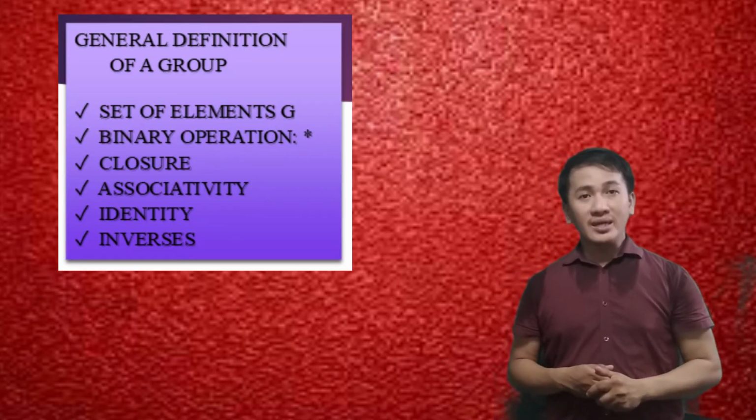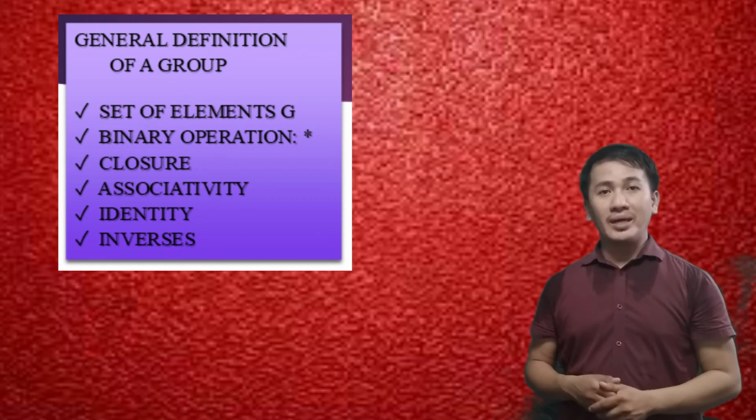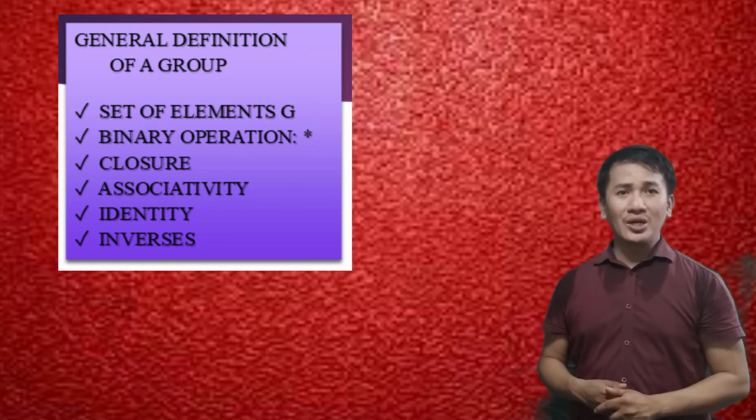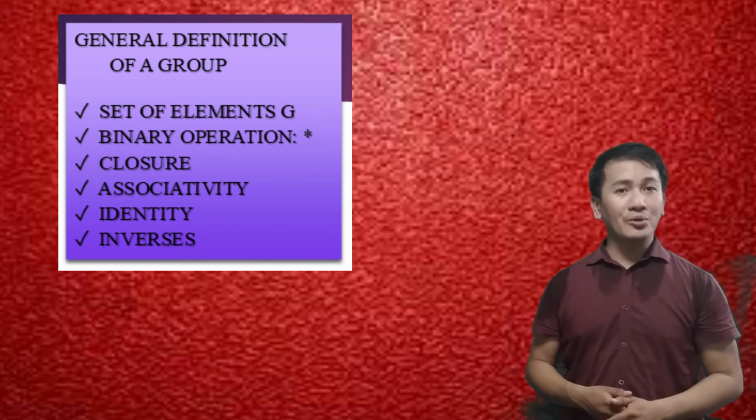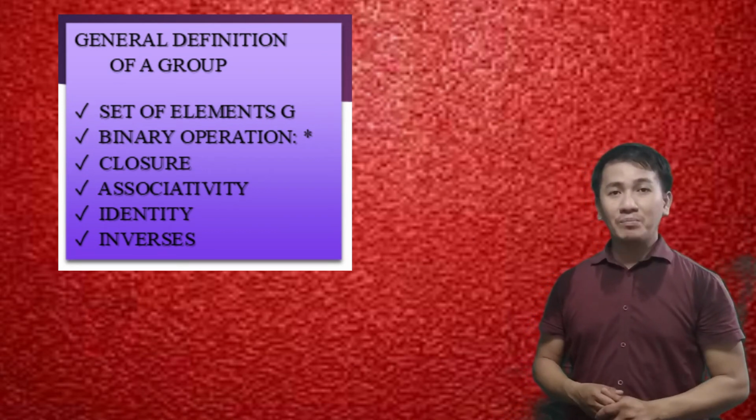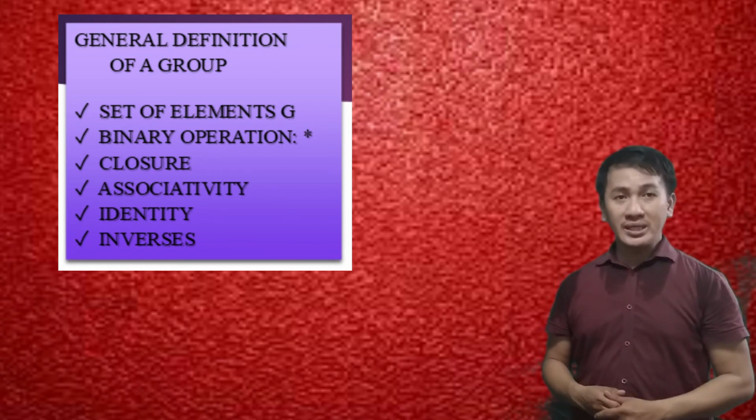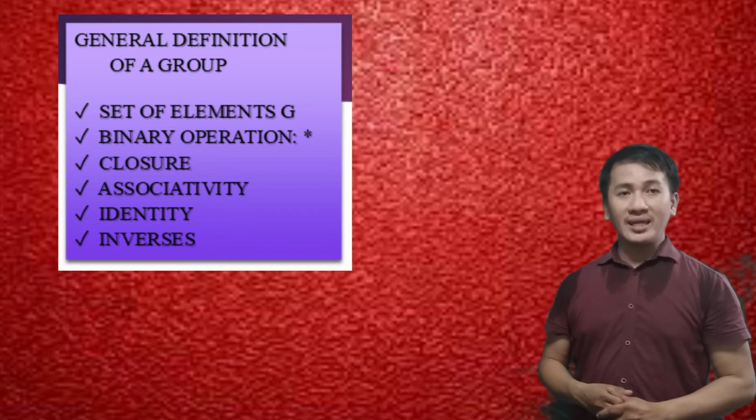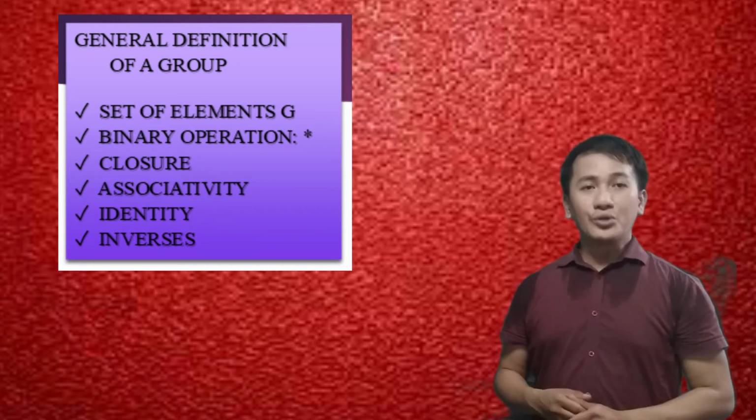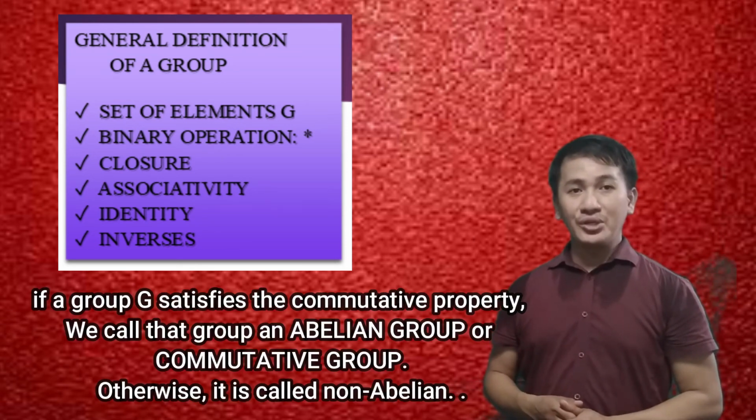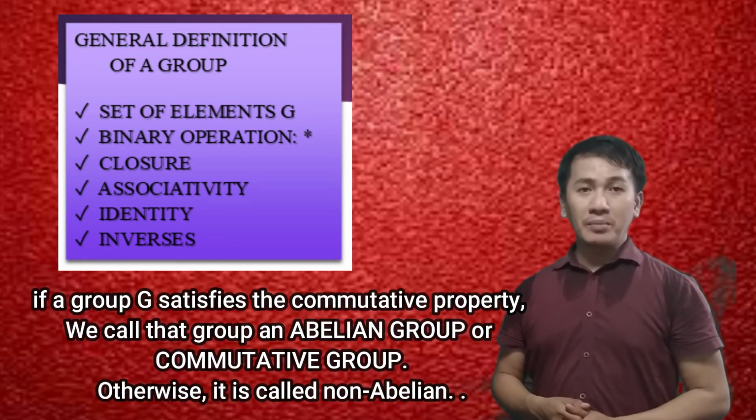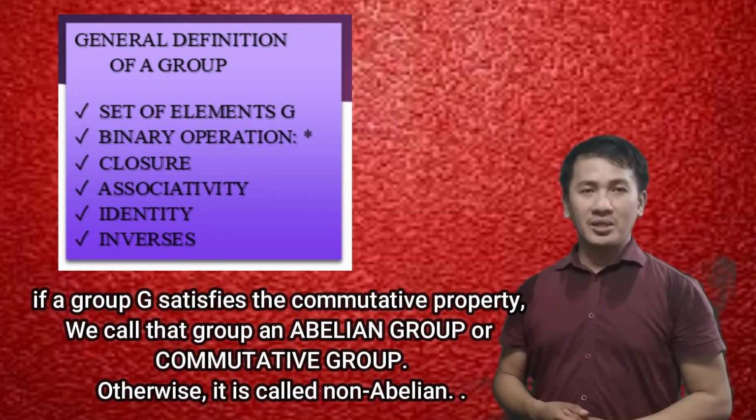That ends our proper lesson for the introduction of a group and abelian group. In this lesson, we learned that a group consists of a non-empty set G together with a binary operation star such that the following properties hold. Such properties are closure property, associativity, identity property, and inverses. Groups are not required to be commutative, and if a group G satisfies the commutative property, we call that group an abelian group or commutative group. Otherwise, it is called non-abelian.